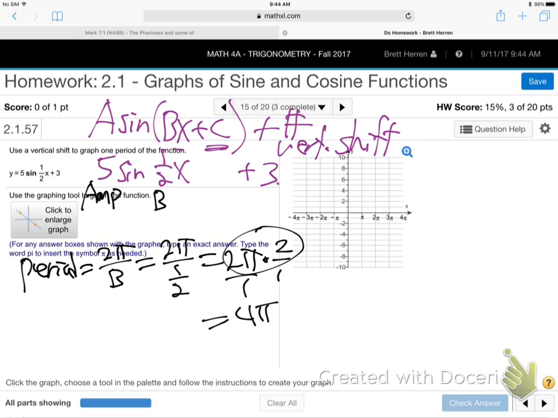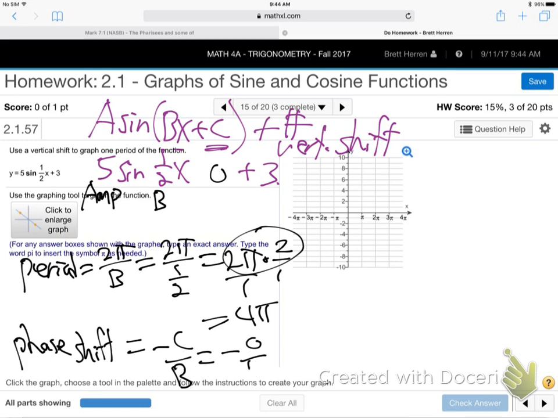Phase shift's just going to be 0. You don't have to write it out if you can already see that. Phase shift is negative c over b, the formula we always use. What is c? C again is 0, isn't it? Because there's nothing else in the parentheses. Negative 0 over b, b is a half, whatever. 0 on the top is just 0. Negative 0 is just 0. So the phase shift is 0, which means it starts at 0.